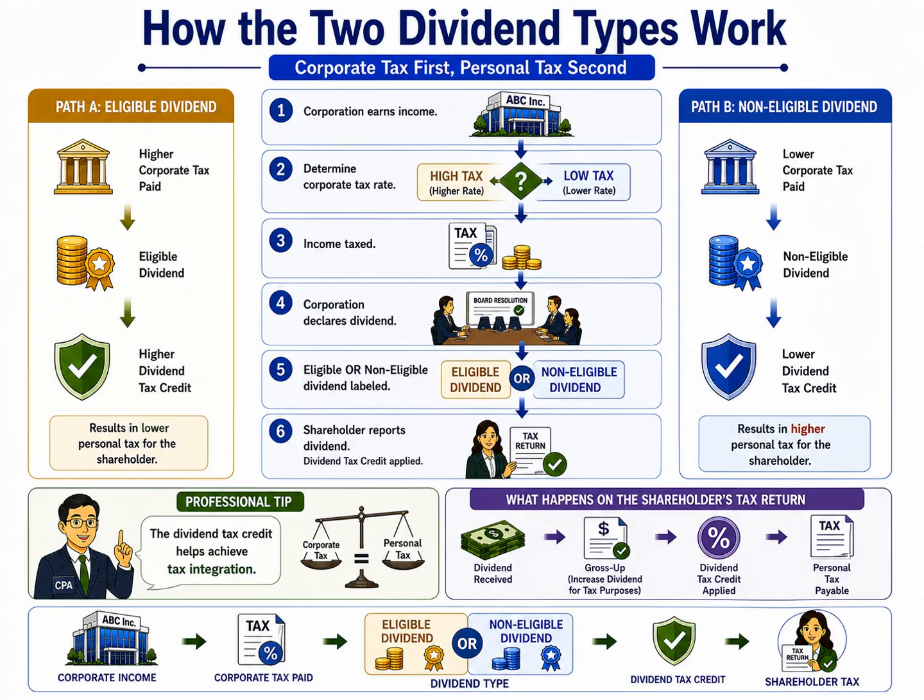On the other hand, if the income benefited from the lower small business corporate tax rate, the corporation generally pays a non-eligible dividend. Because less corporate tax was paid at the corporate level, the shareholder receives a smaller dividend tax credit, resulting in somewhat higher personal tax compared with an eligible dividend.